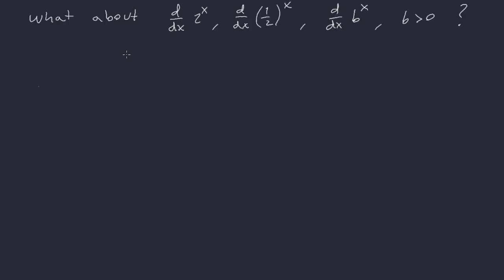All right, so what about any base that isn't e? Say we want the derivative of 2 to the x, or 1/2 to the x, or just b to the x for any base b greater than 0. Well, this is actually easier than you might think, because using what we know about natural logs, we know that e to the natural log of b is going to be equal to b for any positive b.